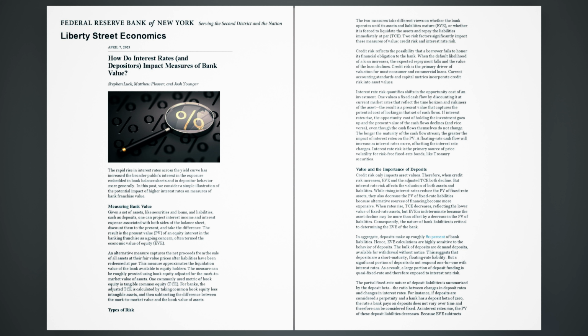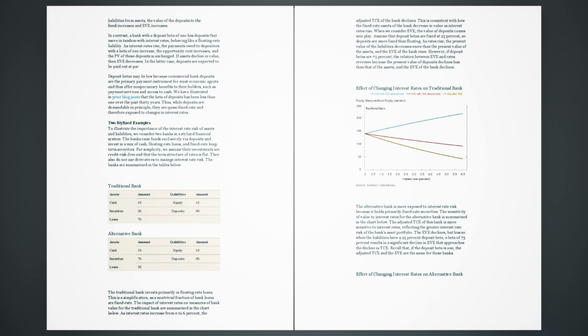For instance, if deposits are considered a perpetuity and a bank has a deposit beta of 0, the rate a bank pays on deposits does not vary over time and therefore can be considered fixed. As interest rates rise, the PV of these deposit liabilities decreases. Because EVE subtracts liabilities from assets, the value of the deposits to the bank increases and EVE increases.